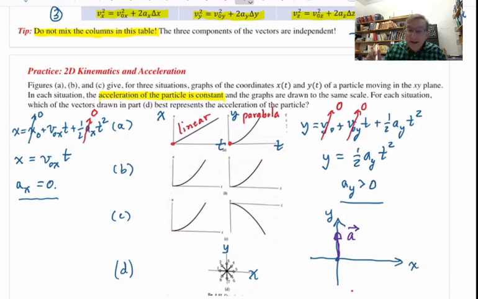Therefore, I know in that picture D down at the bottom which of the numbered arrows is the correct one for the acceleration. Arrow 3. So the answer for part A, based on those graphs of x versus t and y versus t, is that the acceleration vector must be represented by the arrow labeled number 3.